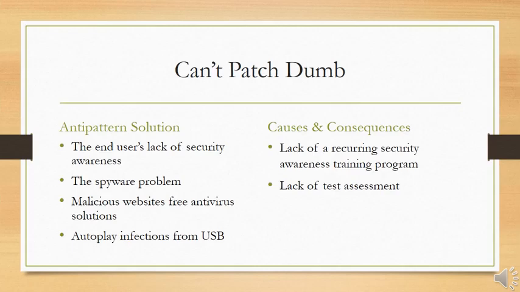The anti-pattern occurs when organizations do not take adequate precautions to keep their end users from inadvertently compromising their systems or divulging information to strangers. In the next field, we have causes, symptoms, and consequences. Causes and symptoms of this anti-pattern are a lack of a recurring security awareness training program for all the end users, including a test assessment.